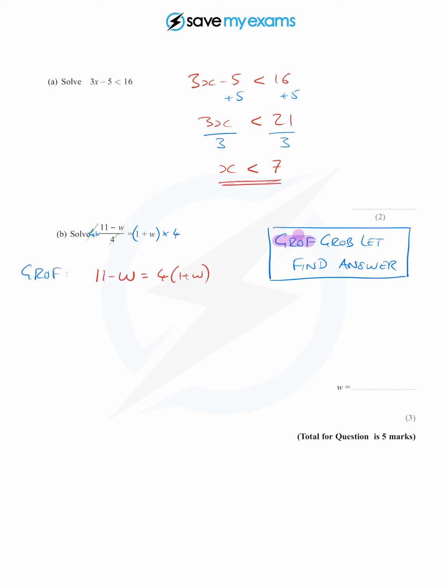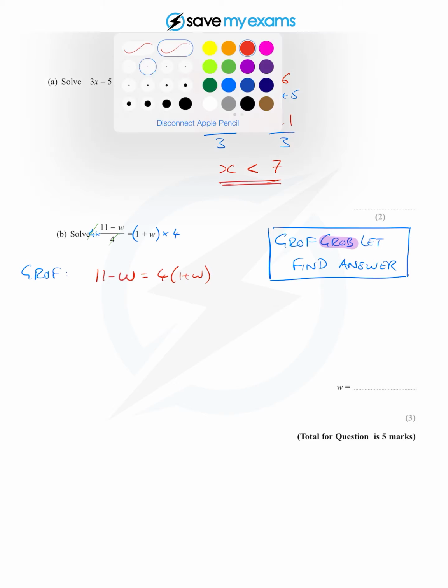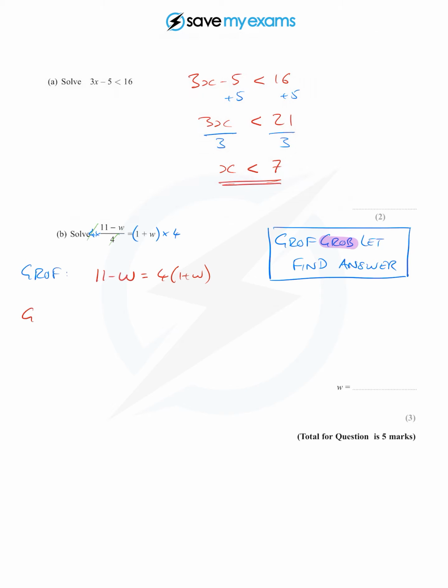What does he ask us to do next? Well, Groff Groblet asks us to grob, which is, of course, you will have spotted, get rid of brackets. So get rid of the brackets. How do I do that? Let's just write down grob. I get rid of the brackets by multiplying the 4 by the 1 and the 4 by the w there. And that gives me 11 minus w is equal to 4, that's 4 times 1, plus 4 times w, which is 4w.